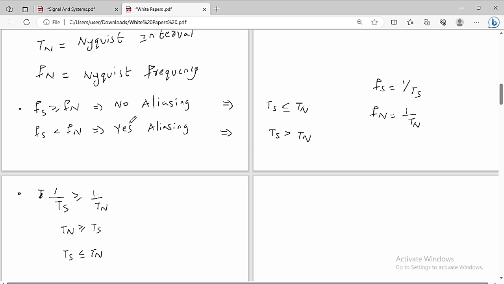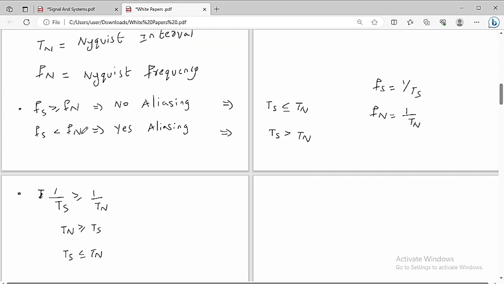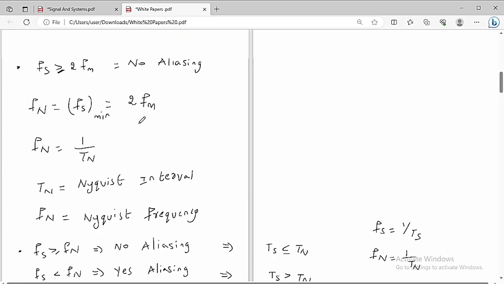You can write it in terms of Fs, or you can write it in terms of Ts also. Finally, whenever the sampling frequency is greater than or equal to the Nyquist frequency, there will be no aliasing. With Fs equal to 1 by Ts and Fn equal to 1 by Tn, if you rearrange, we get Ts less than or equal to Tn; if this is the condition, there will be no aliasing. If Fs is less than Fn, yes, there will be aliasing; if you simplify, we get Ts greater than Tn. So these are the different ways of writing. Finally, for Fs greater than or equal to 2 times the maximum signal frequency, there will be no aliasing.